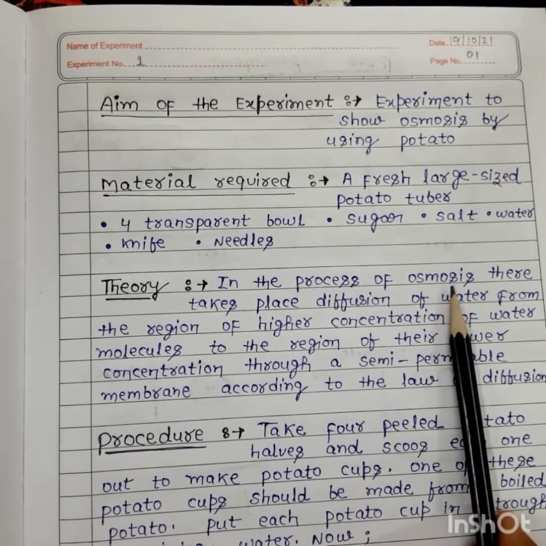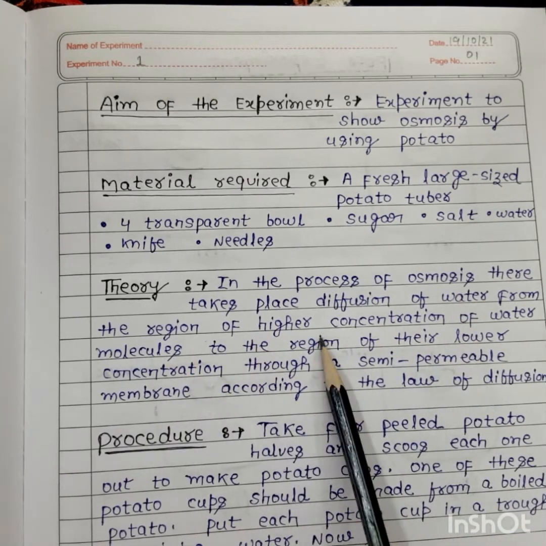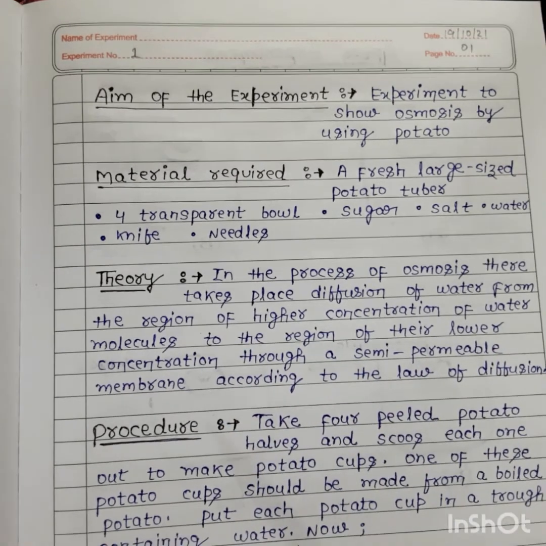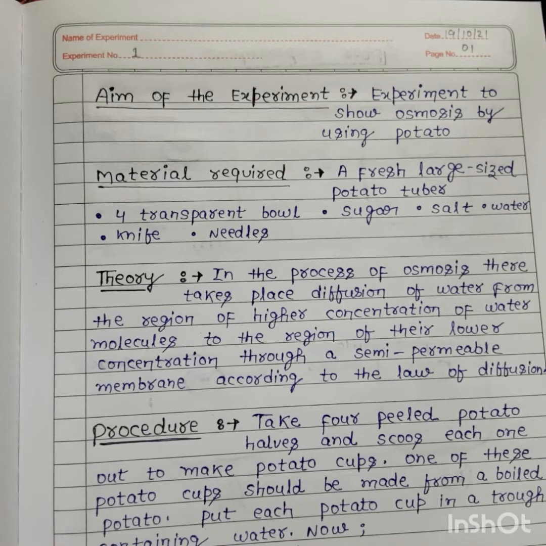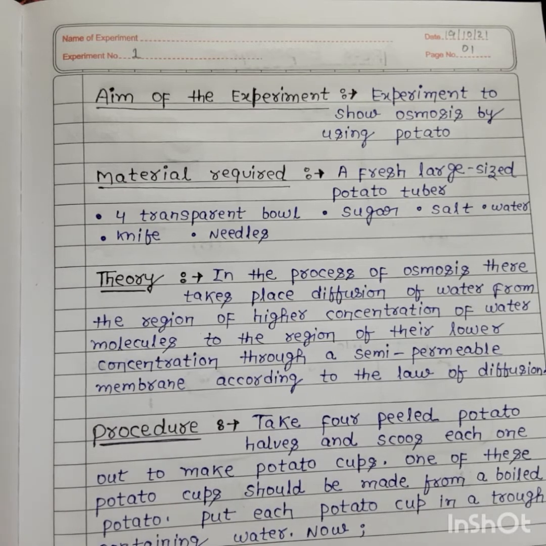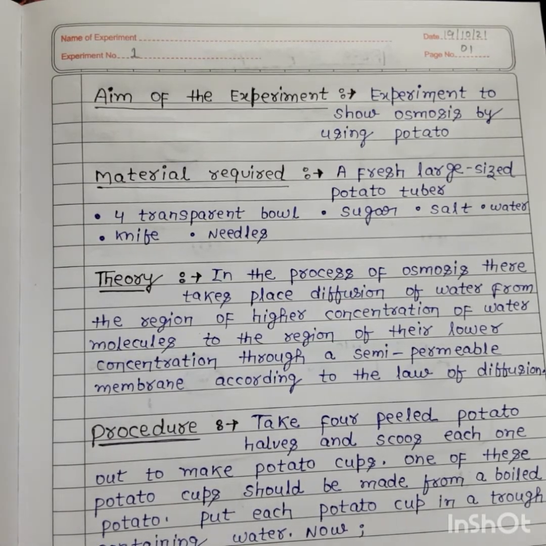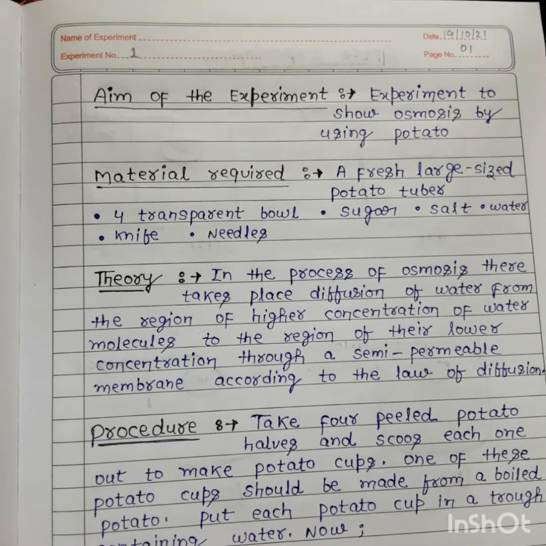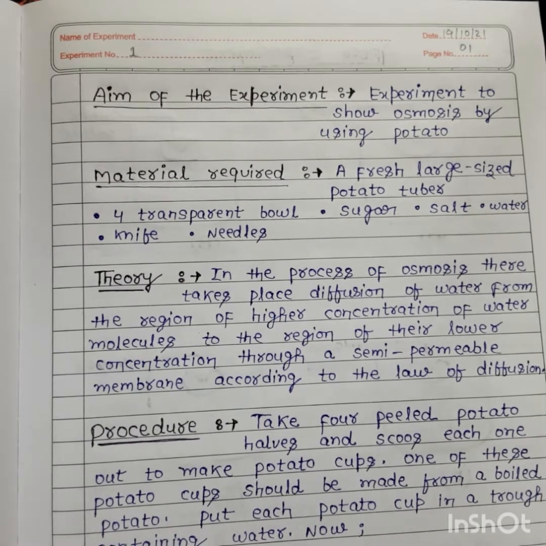In the process of osmosis, what is osmosis? There takes place diffusion of water from the region of higher concentration of water molecules to the region of their lower concentration through a semi-permeable membrane according to the law of diffusion. Means if we put two beakers, in one there is a high concentration of water and in one a low concentration of water, what will happen? And if we put some cells there, like raisins or potato, they are plant cells, so cell membranes are present. A cell membrane is semi-permeable, means it permits transfer of something. So water will pass from the region of high concentration of water molecules to the region of their low concentration. So this is the osmosis procedure.